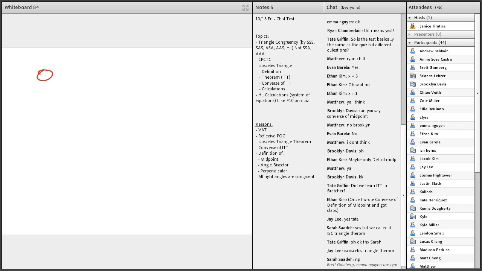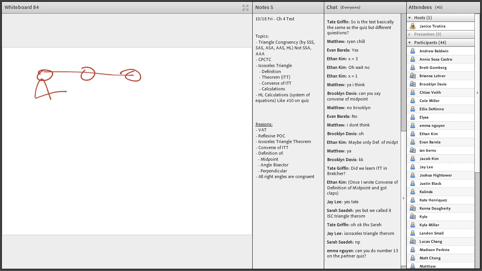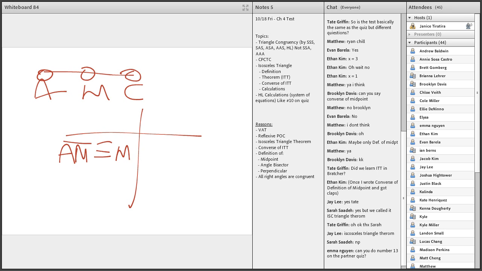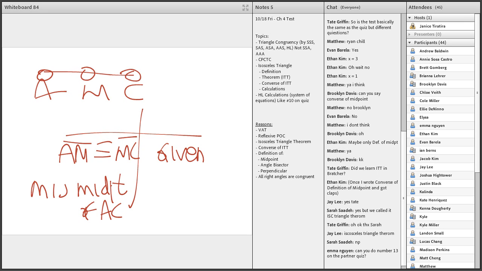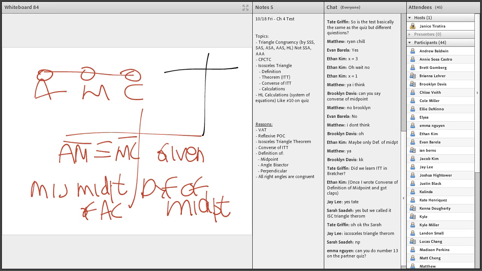So if I had a picture, just a simple picture, AMC, and let's say in my given, I said AM is congruent to MC, and then I say M is the midpoint of AC. The reason is definition of midpoint, right? That's unusual. We hardly see that. We usually see it the other way around, where they say M is the midpoint of AC.